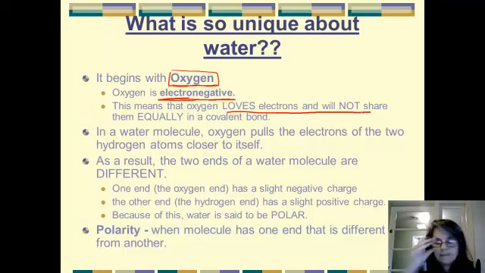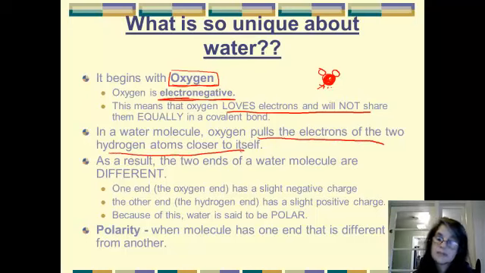Okay. So when an oxygen atom, which I'm going to draw like that, and hydrogen atoms share electrons, this oxygen guy is going to keep the electrons that these two hydrogens are contributing more to himself, more to his side of the covalent bond. Okay? It's as simple as that. He's not sharing the electrons fairly. He pulls the electrons of the two hydrogen atoms closer to himself.